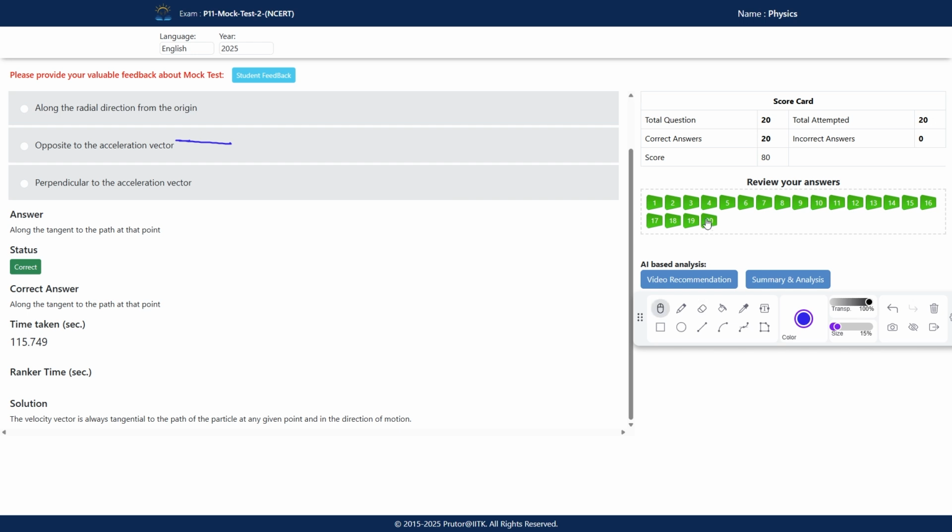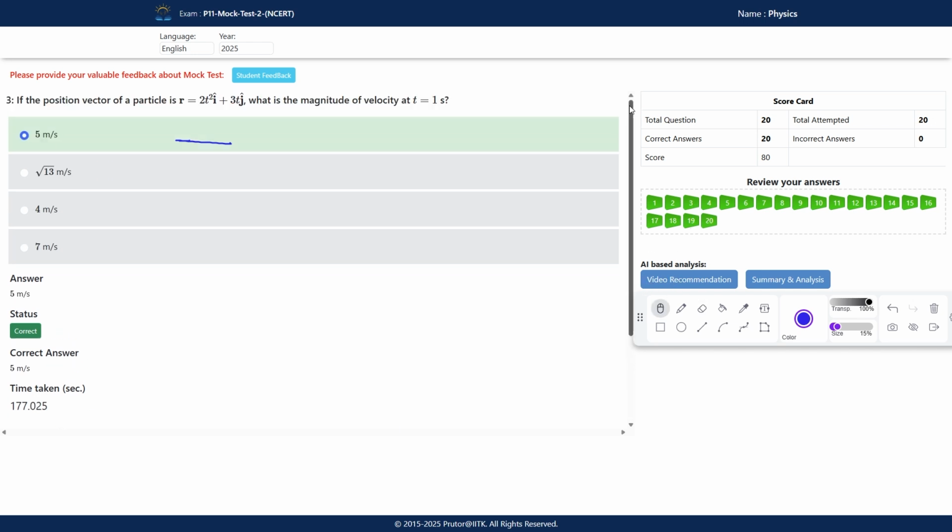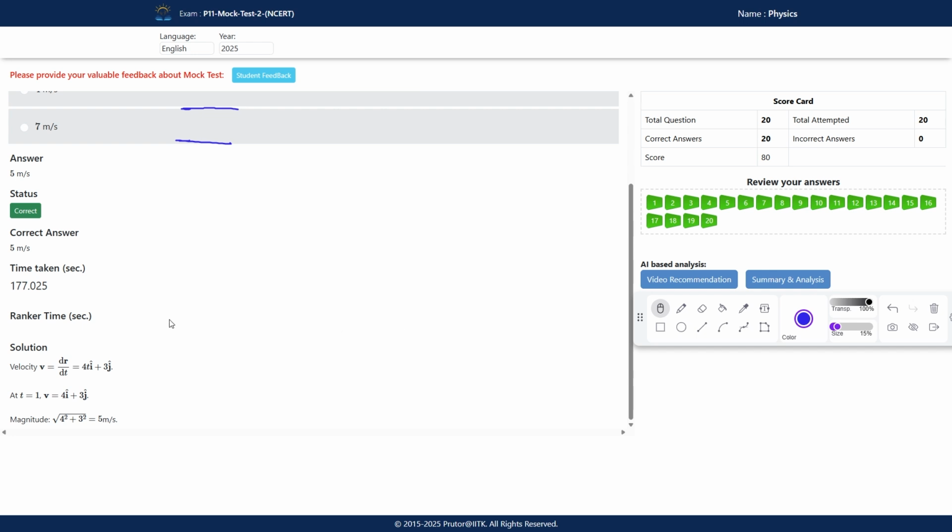Third, in this question we have a position vector r is equal to 2t square i cap plus 3t j cap. What is the magnitude of the velocity at t equal to 1 second? So to calculate, velocity is equal to dr upon dt and time is equal to 1 second. So here the velocity is equal to 4 i cap plus 3 j cap. So there is no time factor. So the magnitude of velocity is under root 4 square plus 3 square equal to 5 meter per second.